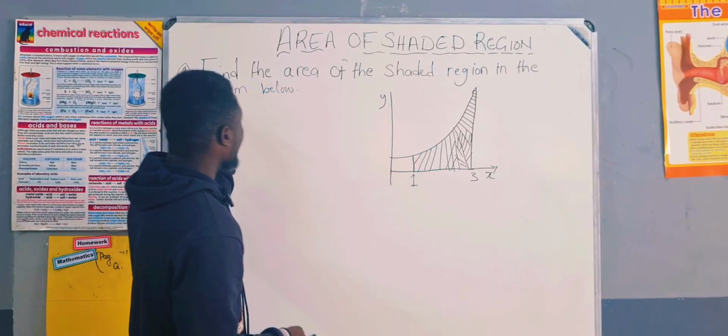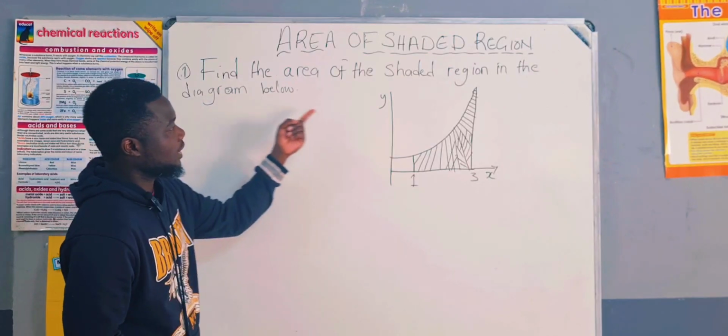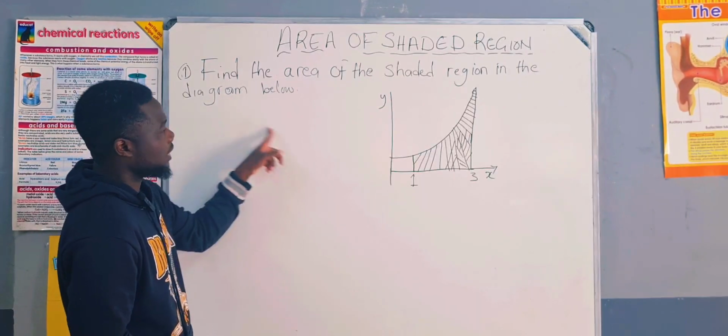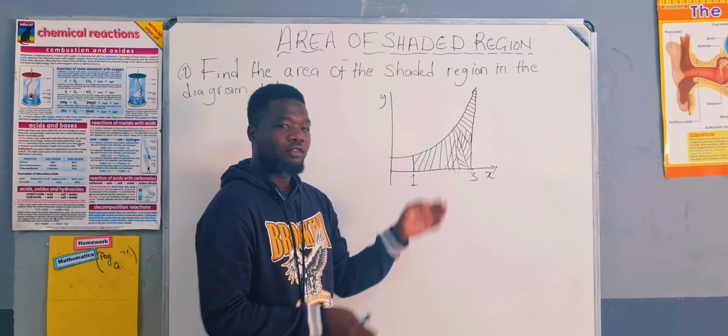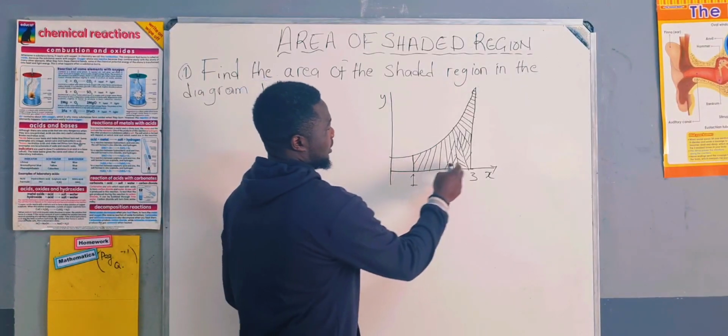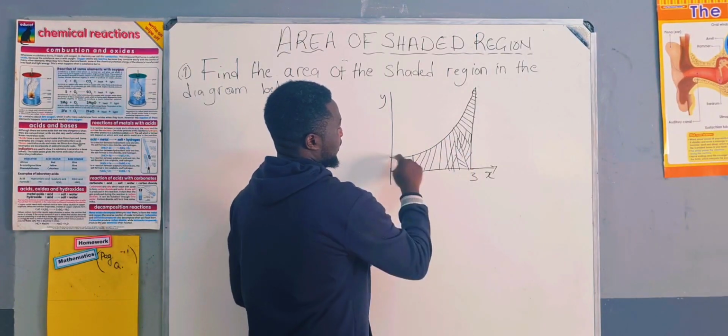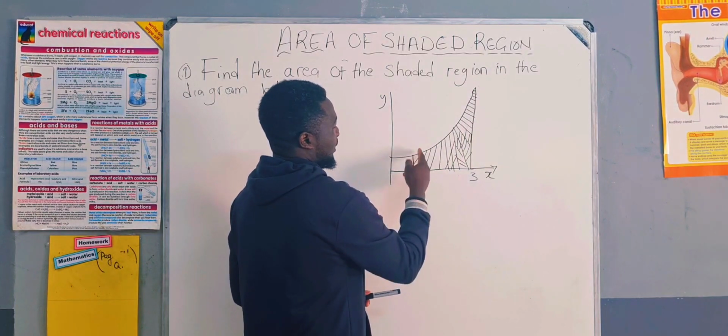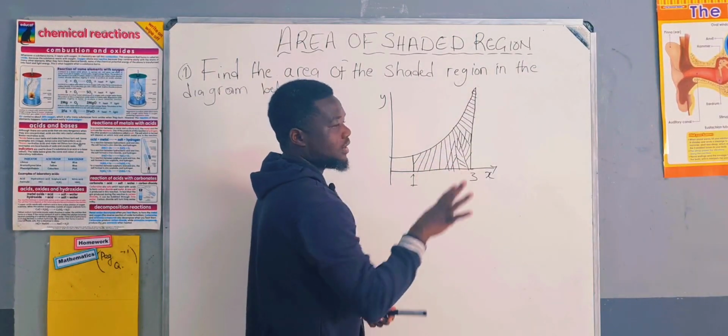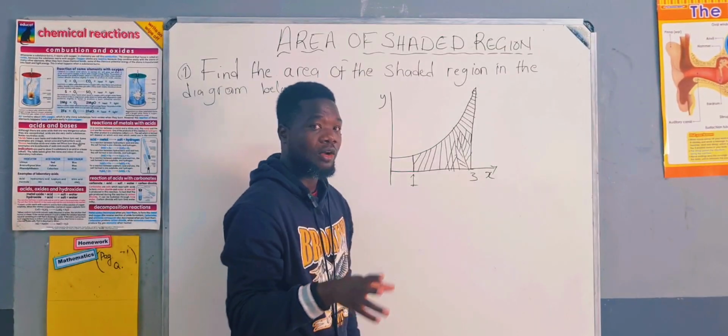Here we have a question. They are saying find the area of the shaded region in the diagram below. So the area of the shaded region, we are talking about this. This is a curve, and the shaded part is the area of the shaded region.